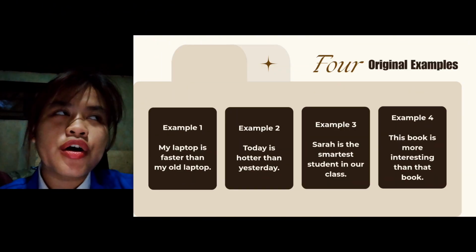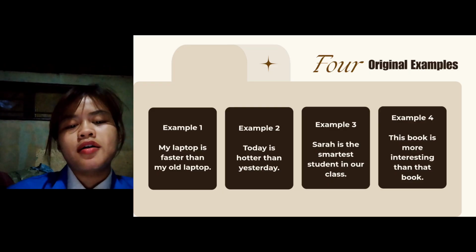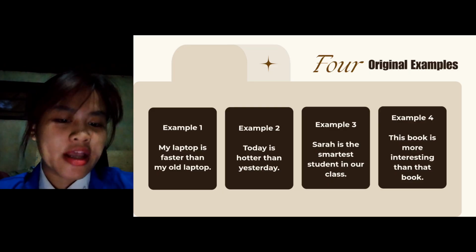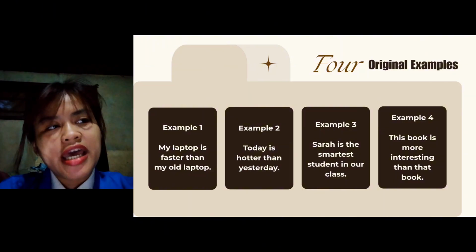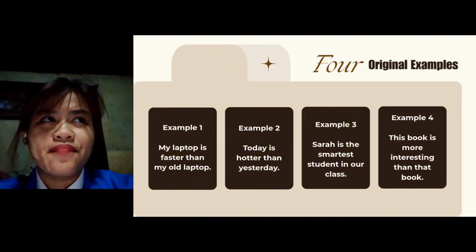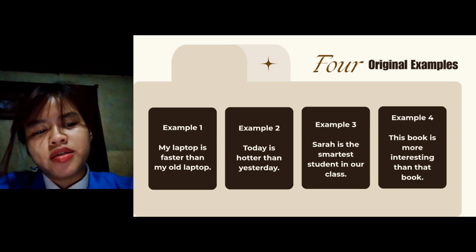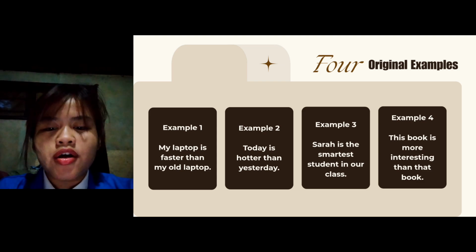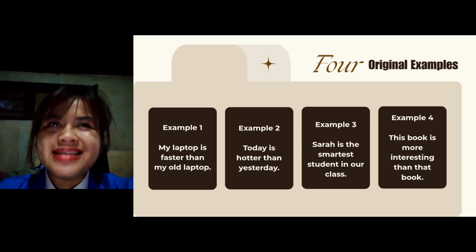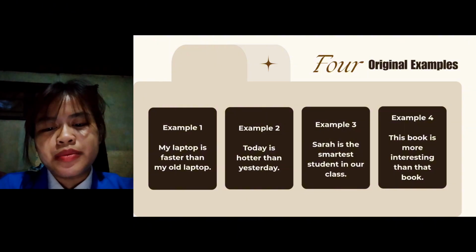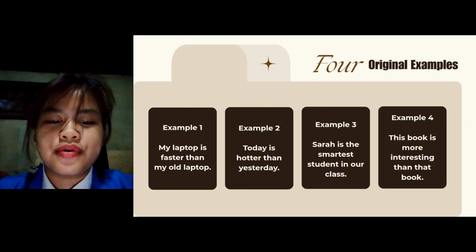These are our four examples. Example 1, my laptop is faster than my old laptop. Example 2, today is hotter than yesterday. Example 3, Sarah is the smartest student in our class. The fourth example, this book is more interesting than that book.